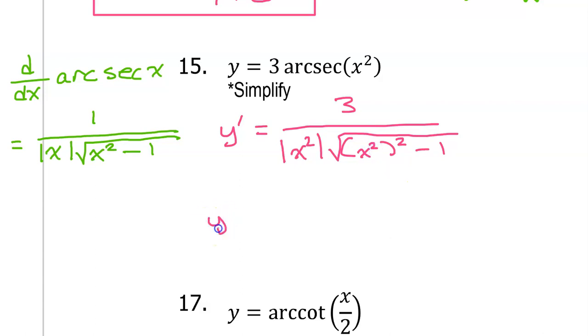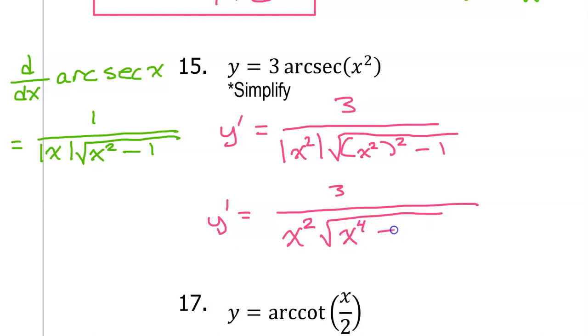So this is going to do a couple of things. First of all, the absolute value. When you square something, it's always positive. So the absolute value becomes redundant. So I'm not going to write the absolute value anymore. It's just x squared. And x squared squared is x to the 4th power. So I will write x to the 4th power minus 1.